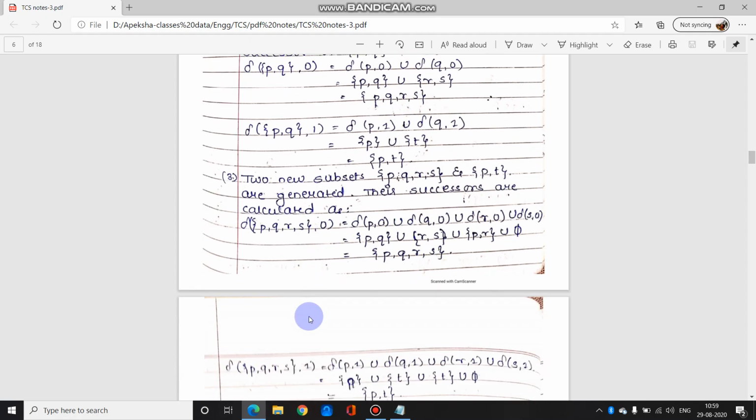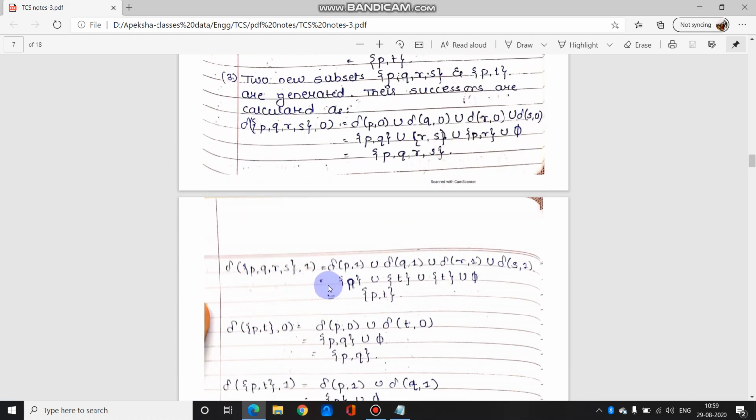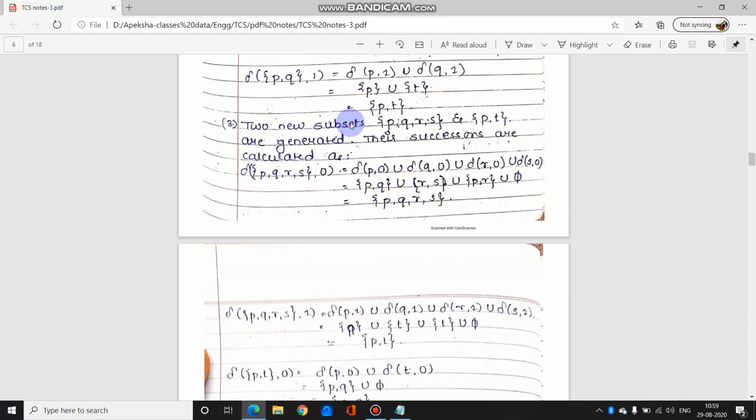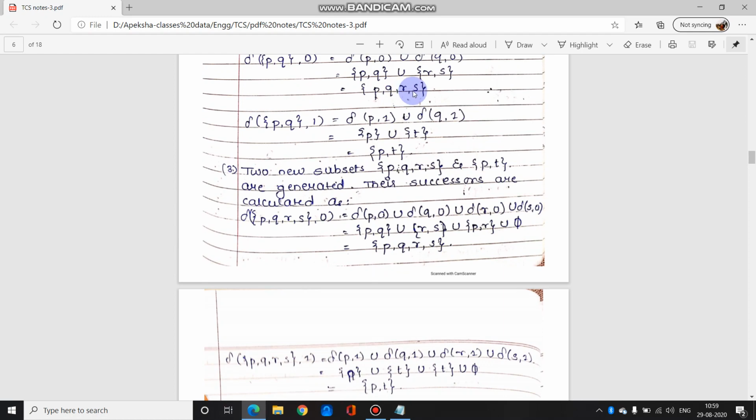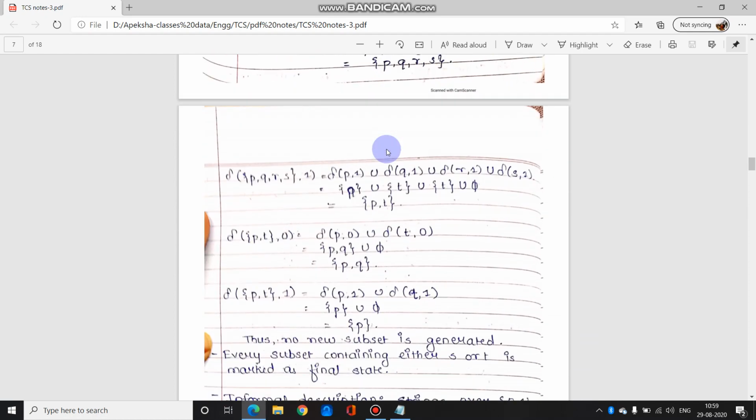Now we consider an input 1 for the PQRS state. When you consider input 1 individually and perform the union operation, you get this PT state. Again, PT state we already obtained in step 2, so this is just a repetition. In step 2 we explored this new subset, and in step 3 there are no new subsets generated. So we directly move on to processing the PT state.